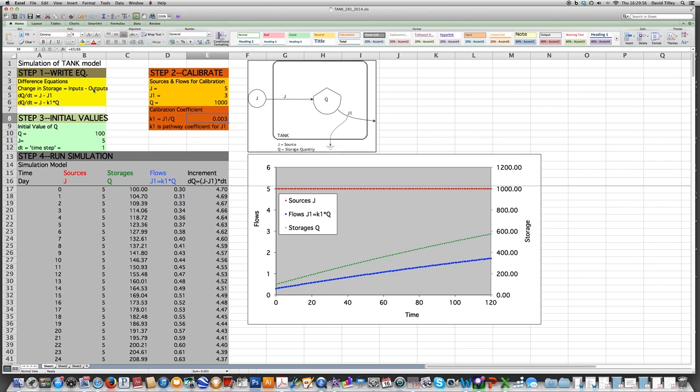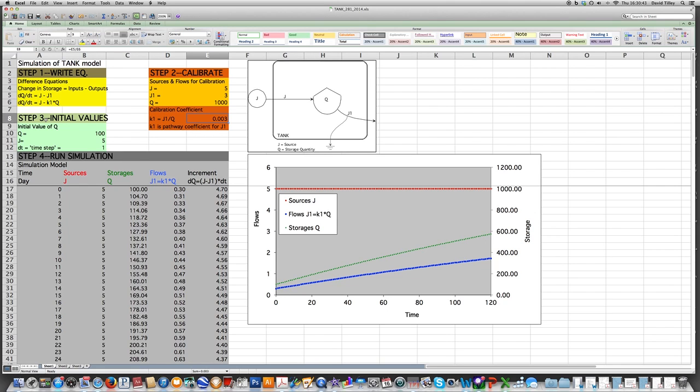Now we come down to K1, and we've actually written an equation. So we've solved for K1 because we know that J1 equals K1Q. Solving for K1, we can see that K1 equals J1 over Q. So 3 divided by 1,000, E5 divided by E6, using the cell notation for spreadsheet software, is 0.003, and this is going to be a constant throughout the model. So this is calculated once. This is very important to note that it's not calculated again during the simulation.